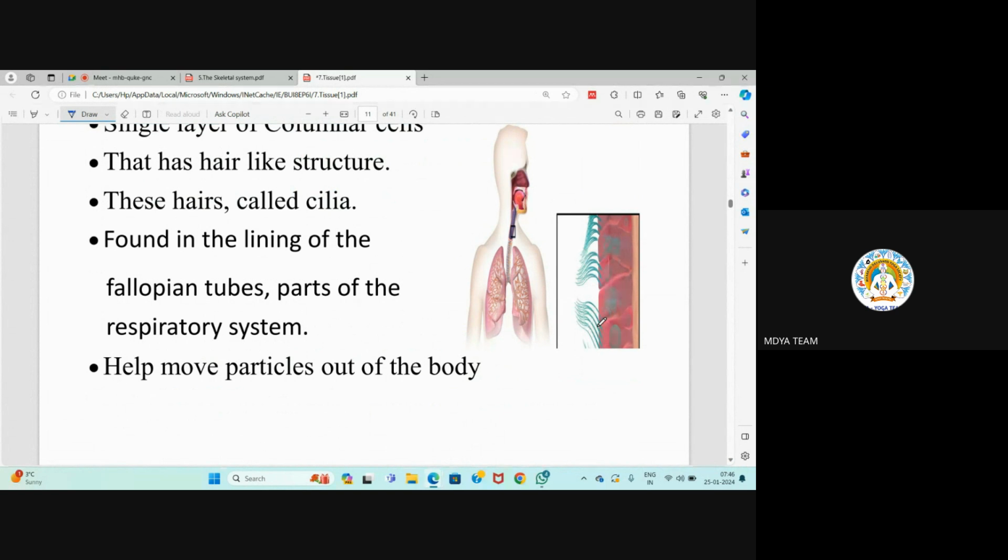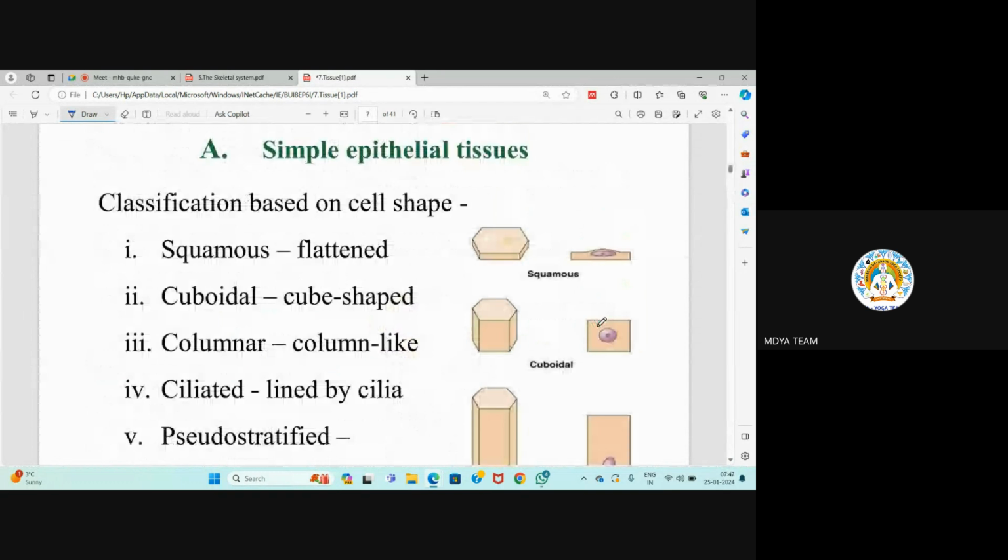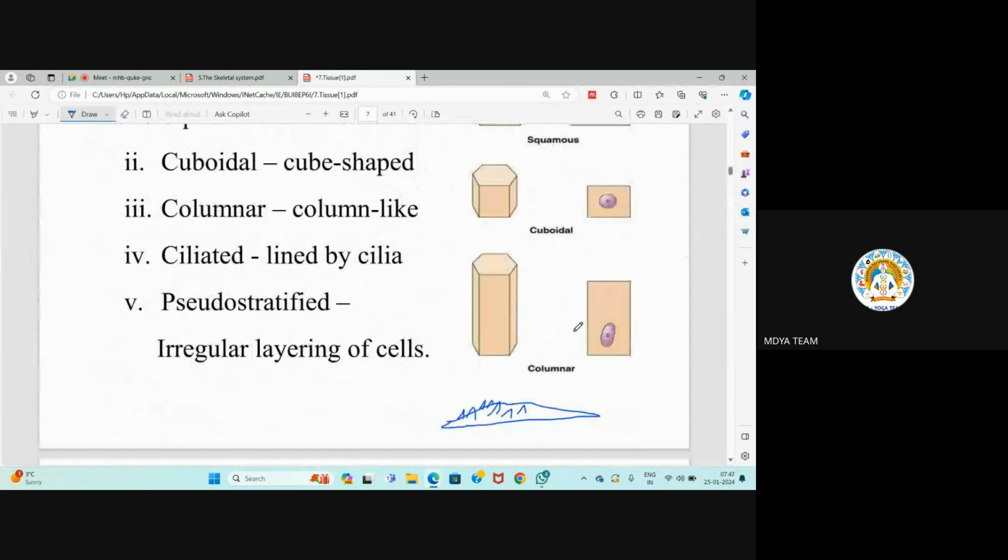So these kinds of structures are mainly there to increase the surface area, because in small intestine also we need to increase the surface area for good absorption of nutrients. So come to the point. Ciliated, lined by cilia. Tissues lined by cilia are known as ciliated epithelium.